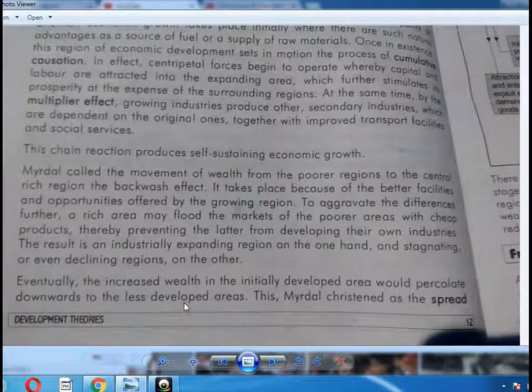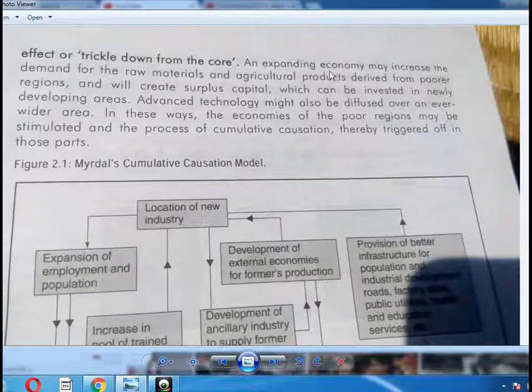Eventually, the increased wealth in the initially developed area would percolate downwards to the less developed areas. Myrdal called this the spread effect, or trickle down from the core. An expanding economy may increase the demand for raw materials and agricultural products derived from poorer regions and will create surplus capital which can be invested in newly developing areas. Advanced technology might also be diffused over an ever wider area. In this way, the economies of the poor regions may be stimulated and the process of cumulative causation thereby triggered in those parts.